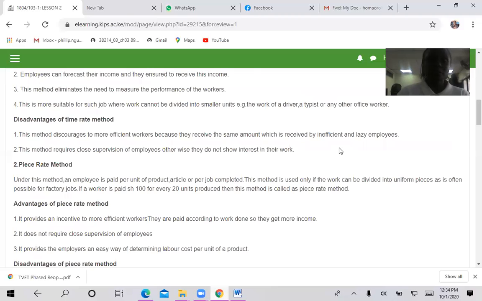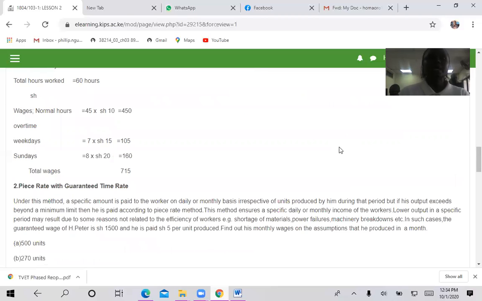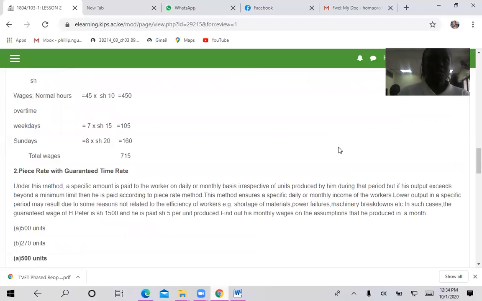Another method is the piece rate with guaranteed time rate. So under this method, a specific amount is paid to the worker on a daily or monthly basis, irrespective of units produced by him during that period. But if his output exceeds a minimum limit, then he is paid according to the piece rate method.